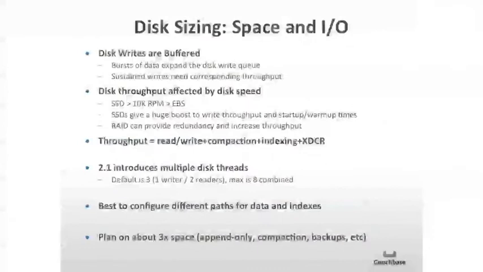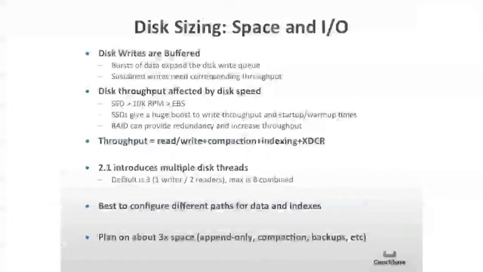What else do we have here? Generally plan on about 3 times the amount of space as your data set is. This is to take into account replicas, take into account the need to do compaction, the fact that the disk file will be growing and shrinking from our append-only format, the backups, all that other stuff. You don't want to run out of disk space. And so having more and having some extra is always a good idea.